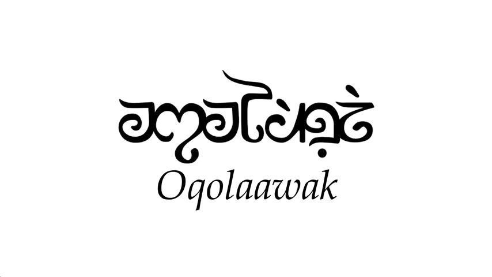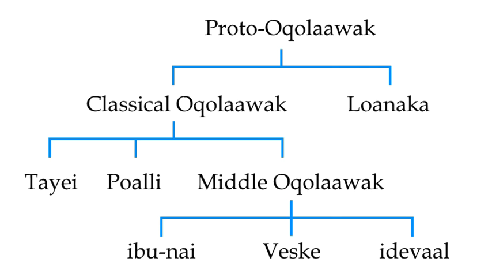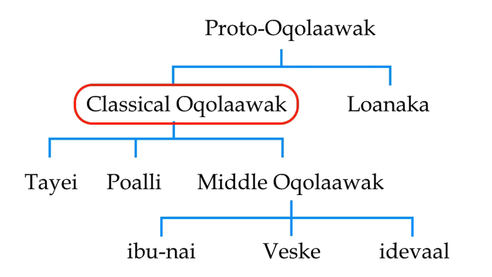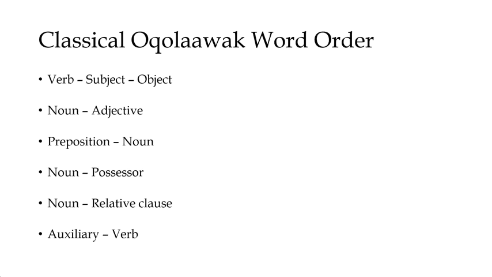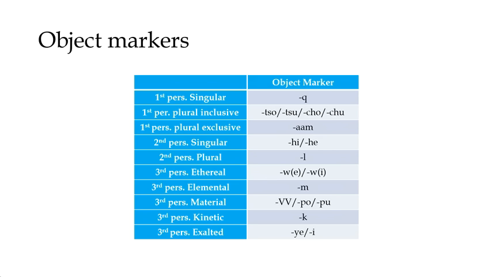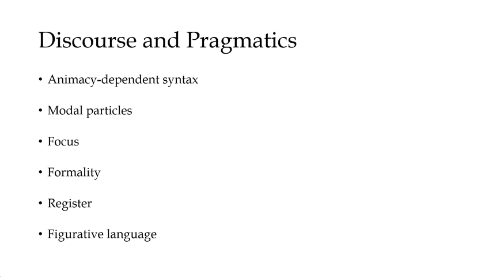Of all my conlangs, it's the oldest one that I still feel lives up to standards that I hold myself to today. Now, there are many languages within the Oqolaawak family, but we'll be focusing on the classical dialect for simplicity. Classical Oqolaawak is a predominantly fusional, strongly head-initial and consistently head-marking language, featuring object marking, noun classes, and a love of idiomatic and figurative language.